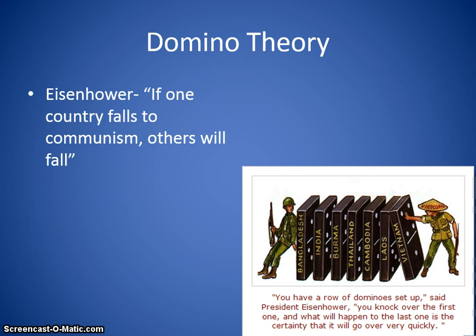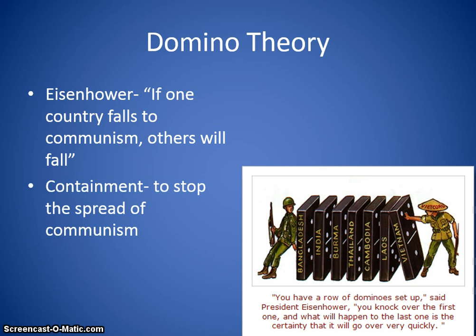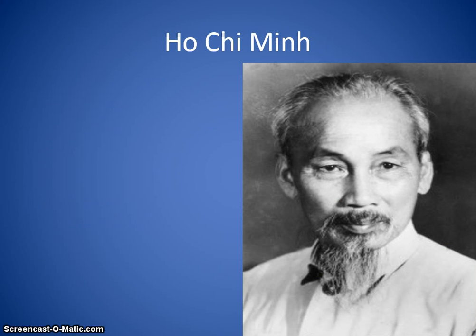Now the domino theory. Eisenhower believed that if one country falls to communism, others will fall too. So just like a roll of dominoes, you have them lined up, one topples over, so will the other one. So if Vietnam falls, Laos, Cambodia, Thailand, Burma, India, then Bangladesh will fall. Again, going back to the policy of containment, which is to stop the spread of communism.